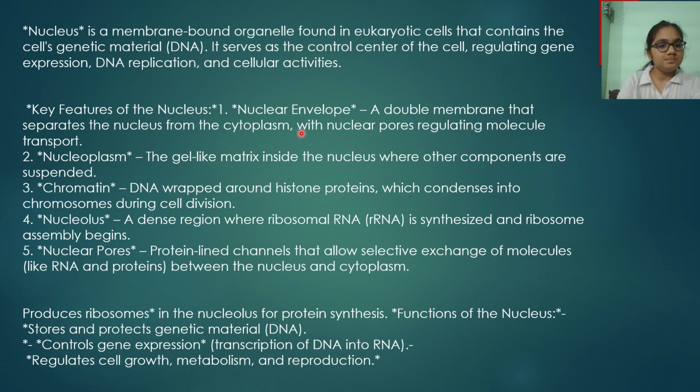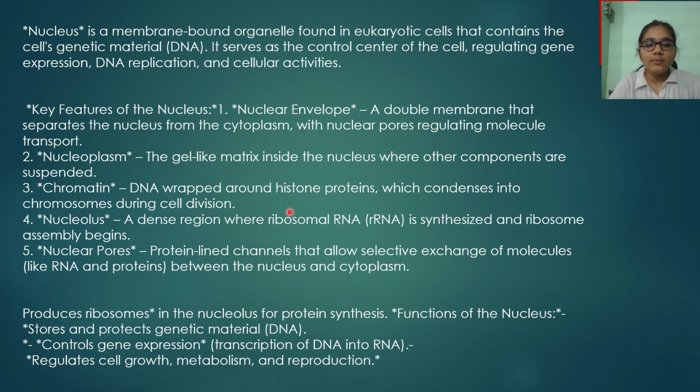So let's start. Nuclear envelope, a double membrane that separates the nucleus from what? Cytoplasm and the nucleoplasm with the nuclear pores regulating molecule transport. Now nucleoplasm is what? The gel-like matrix inside the nucleus where other components are suspended. The third point there is the chromatin. We can say the chromatin threads also, or we can say the chromatin network or chromatin reticulum.